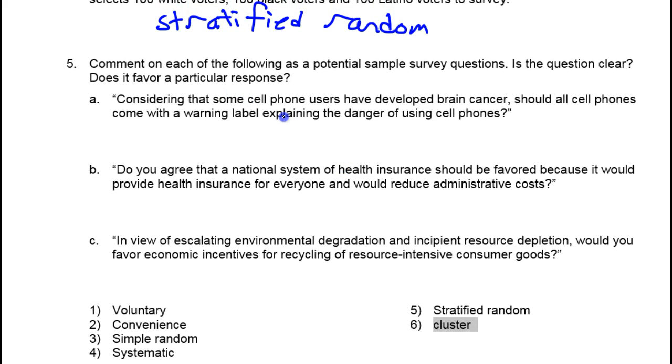Okay. And finally, let's talk about wording of a question. So let's see. Considering that some cell phone users have developed brain cancer, should all cell phones come with a warning label explaining the danger of using cell phones? What about that question might be a little bit biasing? Right, it's talking about the brain cancer. It's going to give you brain cancer. Don't you think we want to have a label on there? Brain cancer. So that would be a source of bias.